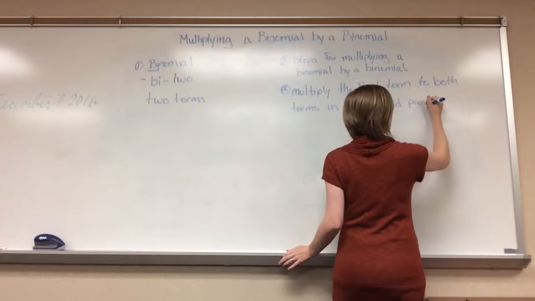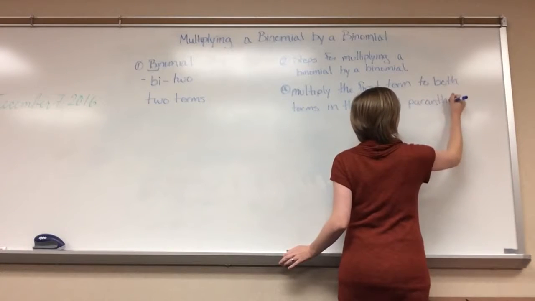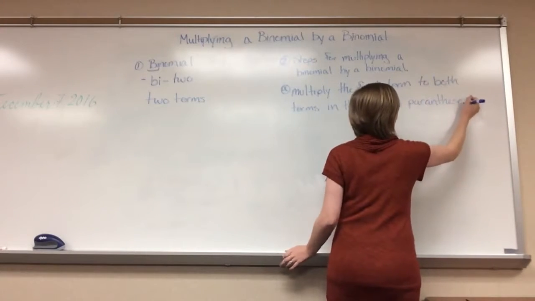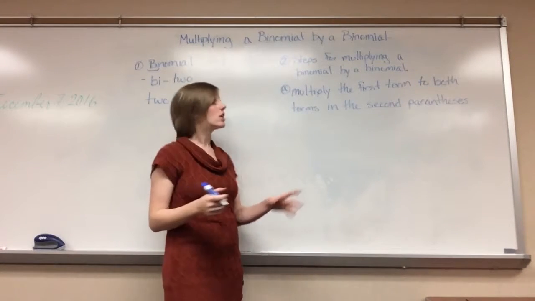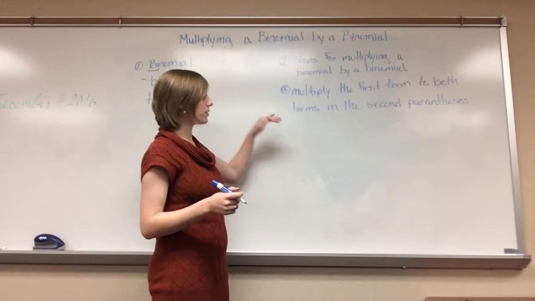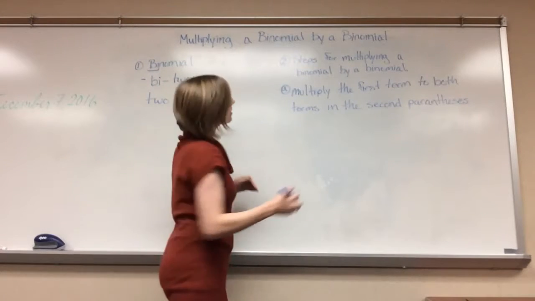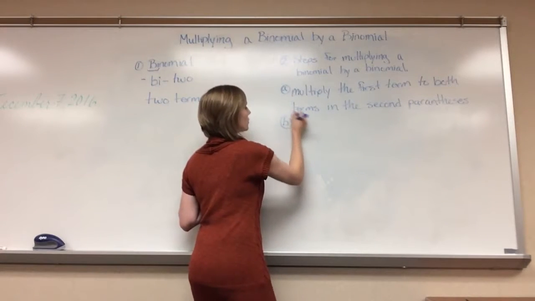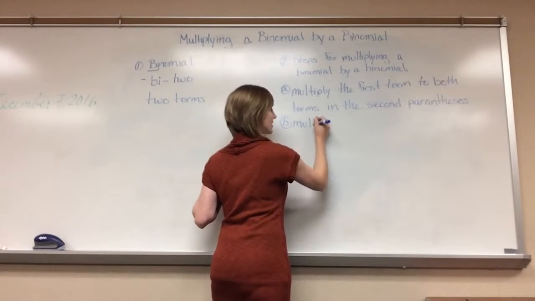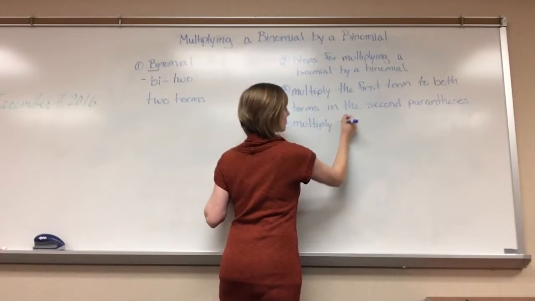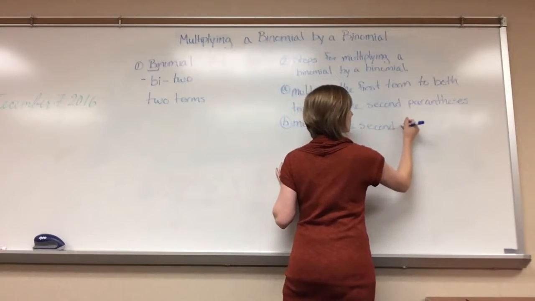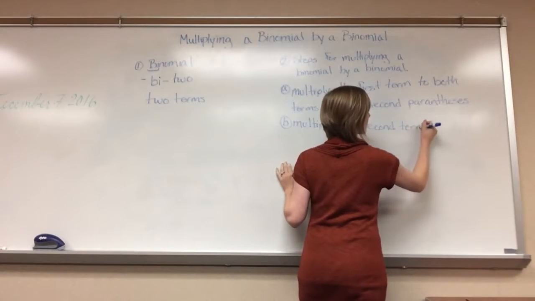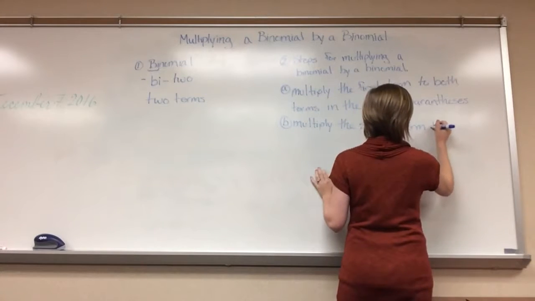You'll notice today that we're going to have a lot of parallels to the distributive property. Essentially what we're doing is the distributive property twice. So we're going to multiply the first term to both terms in the second set of parentheses. Our next step is to multiply the second term to both terms inside the second set of parentheses.